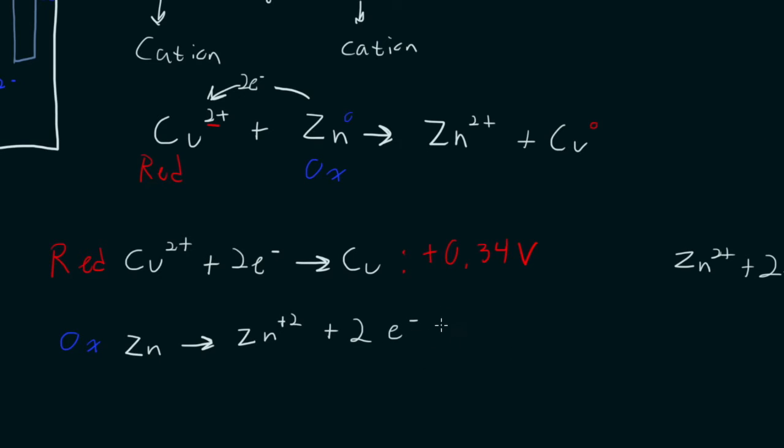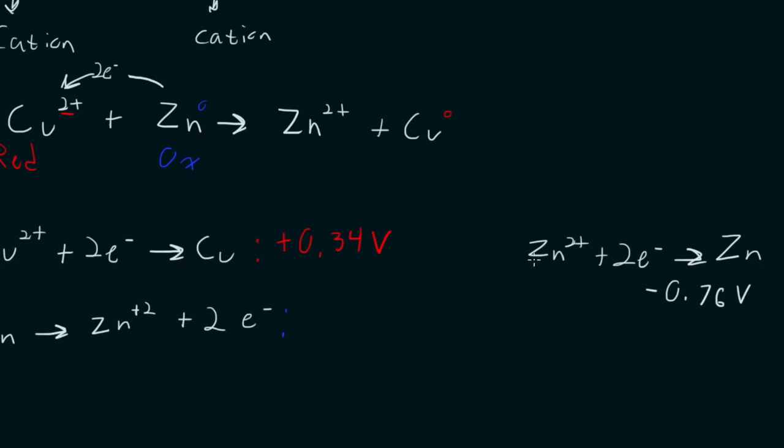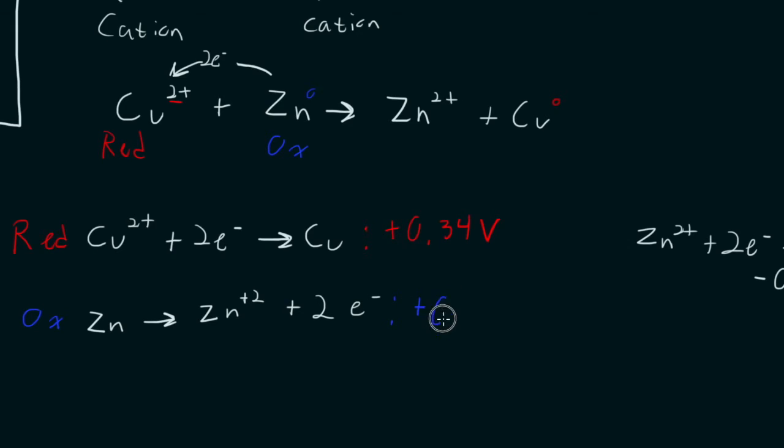Well, that's just going to be the opposite voltage. All I have to do for that is flip the sign, and it works the same way. So the reduction of zinc is going to be a negative 0.76 volts, but the oxidation of zinc is going to be a positive 0.76 volts. And now when I put these two half reactions together into a whole reaction, what's my total voltage going to be here? Well, to figure that out, I just add these together. 0.76 plus 0.34 is going to be a positive 1.10 volts.